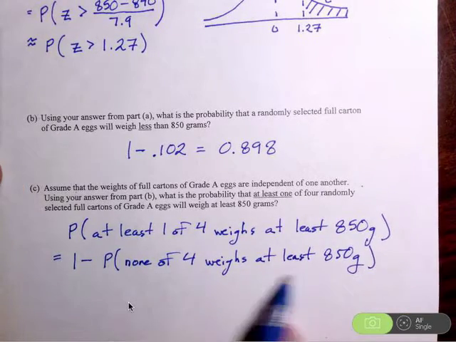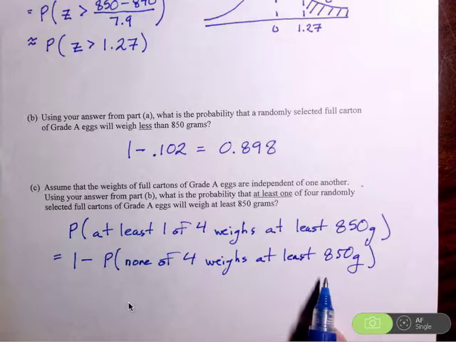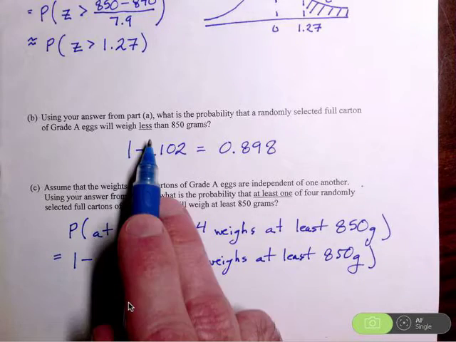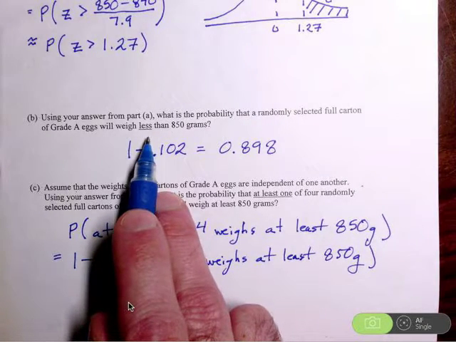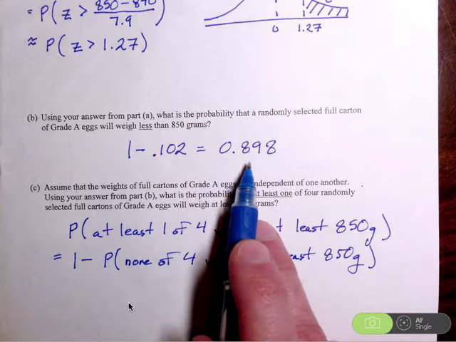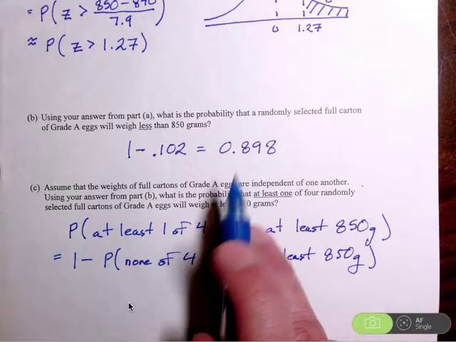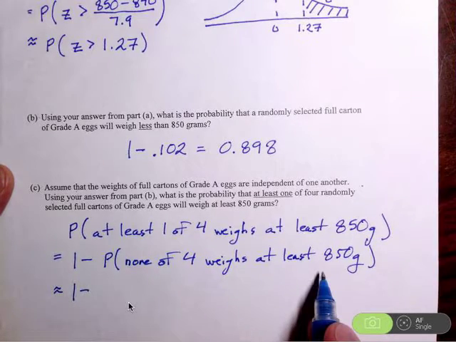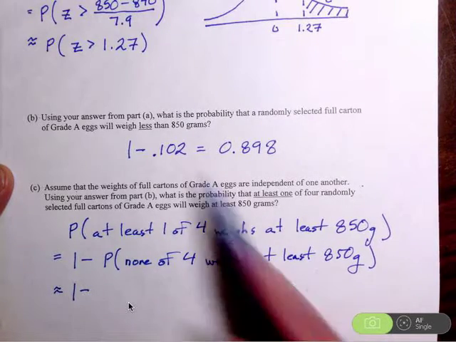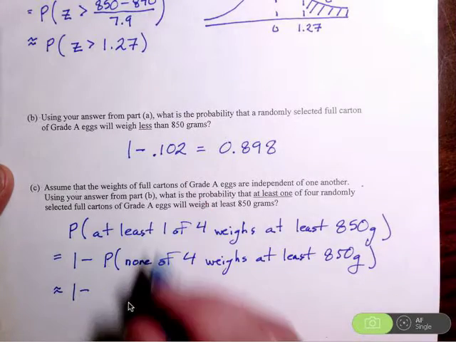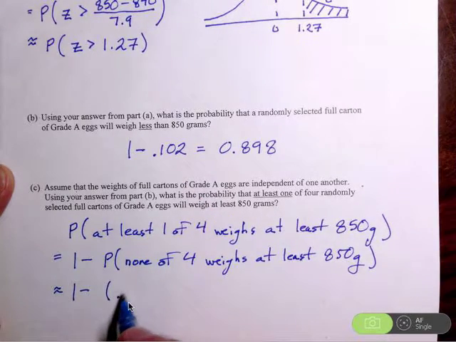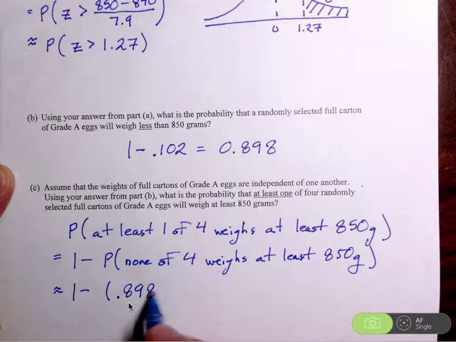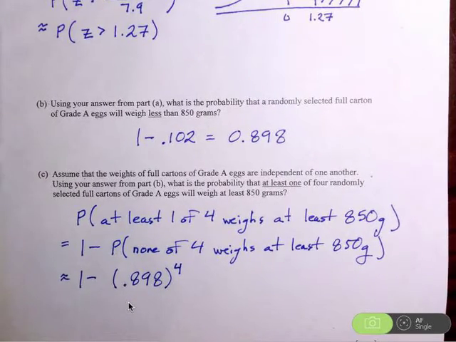None of the 4 weighing at least 850 grams means that all of them weigh less than 850 grams. So by independence, I can recycle this probability down here. None of the 4 weighs at least 850 grams, so all 4 of them have to weigh less than 850 grams. By independence, there we go: 1 minus 0.898 to the power 4.